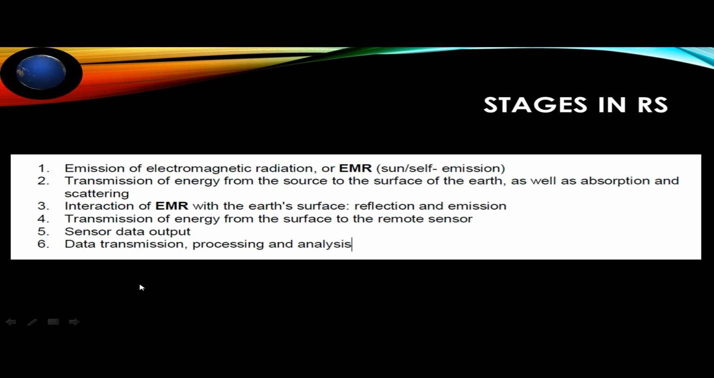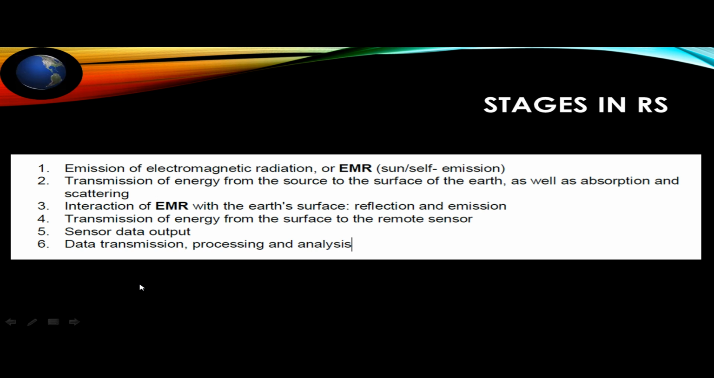So the first stage is the emission of this EMR, electromagnetic radiation. The second stage is the transmission of the energy from the source to the earth surface features, as well as absorption and scattering. So what is happening when EMR is reflecting on the earth surface? Some energy is going to be transmitted from the different features of the earth surface, some are getting absorbed and some are getting scattered. I will tell you about these stages further in a detailed way.